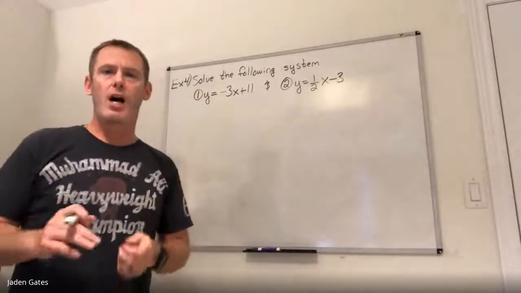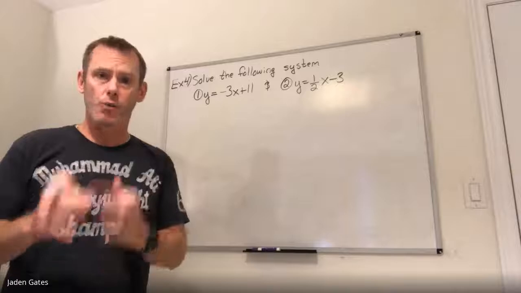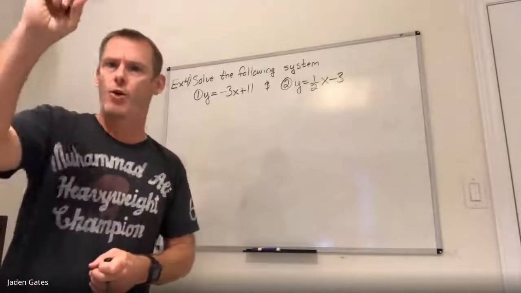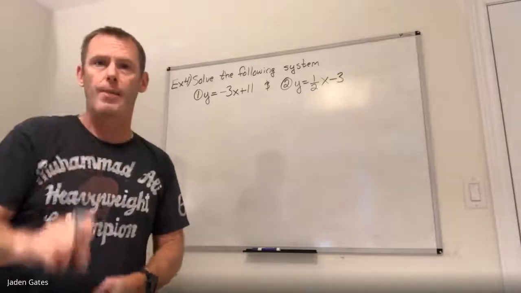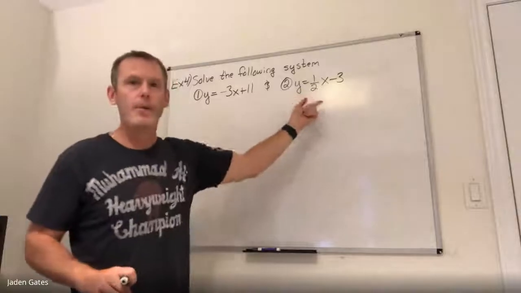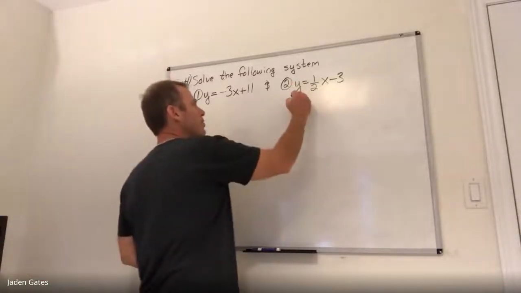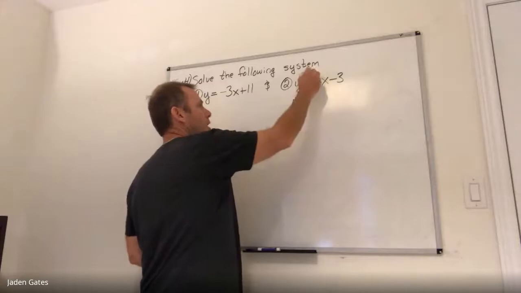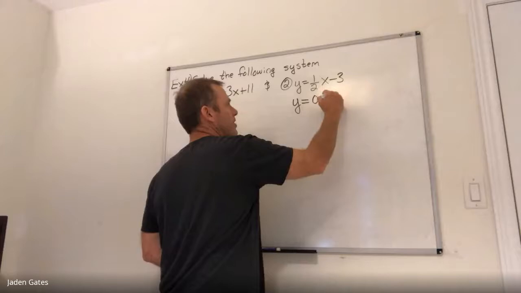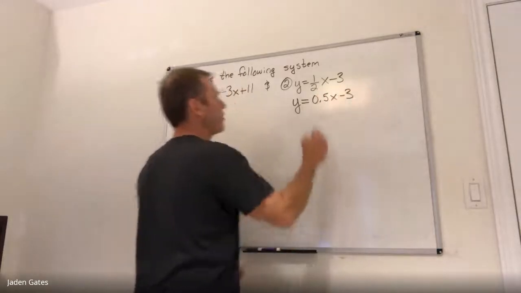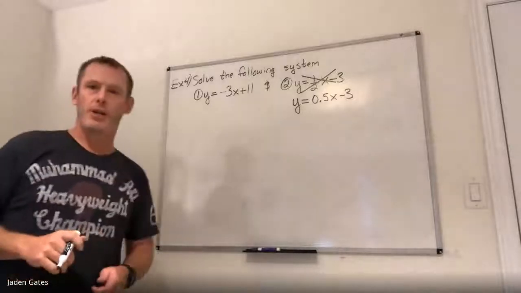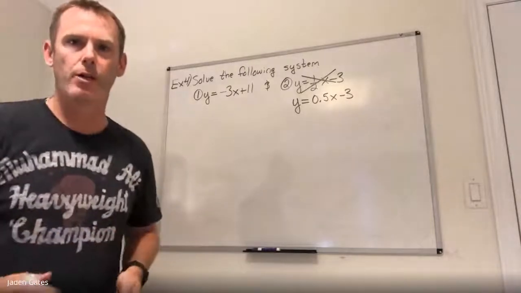Again, the only time that I leave a fraction is when I need the slope to graph, because I want to know the pattern of the line: how much goes up or down, how much goes left or right. I don't need that here. I'm not graphing. So this 1/2, I'm going to make that a decimal. 1 divided by 2 is 0.5. So I'm going to use y equals 0.5x minus 3. I didn't change the equation, I just changed the way it looked.